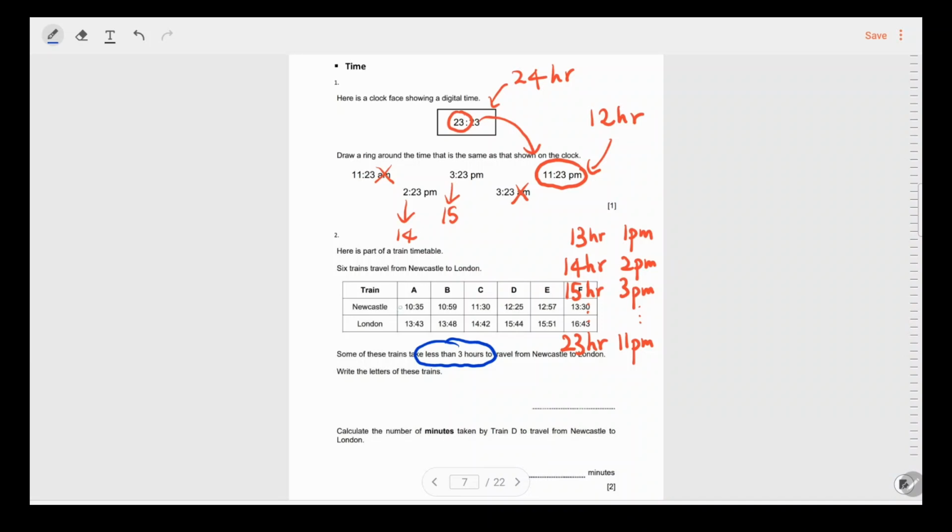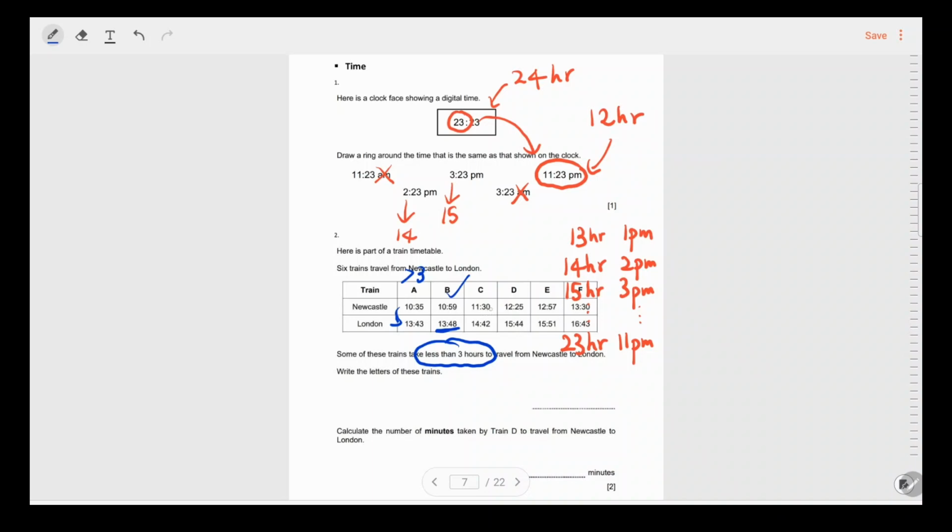So you need to check the time difference between Newcastle and London. So 10:35, 11:35, 12:35, 1:35, that would be 3 hours. But in this case, it reaches London at 1:43, which is after 1:35. Therefore, this is greater than 3 hours. Likewise, you need to check this for each of these trains. So 10:59, 11:59, 12:59, 1:59. This is smaller than 1:59. So B is less than 3 hours.